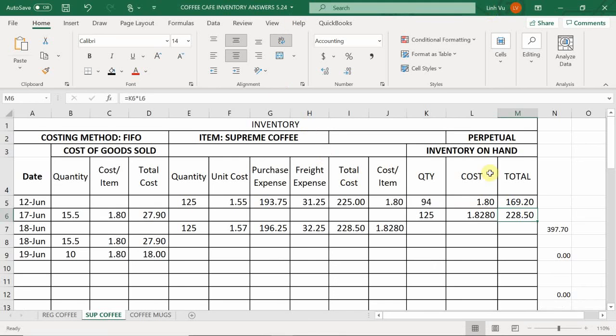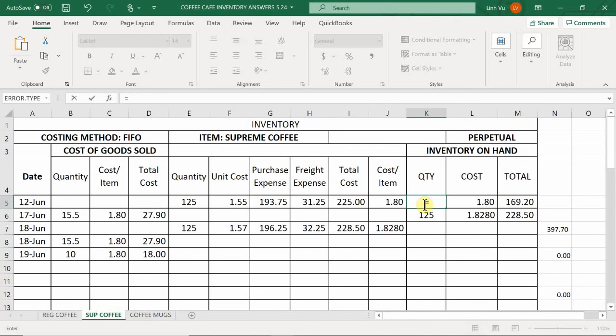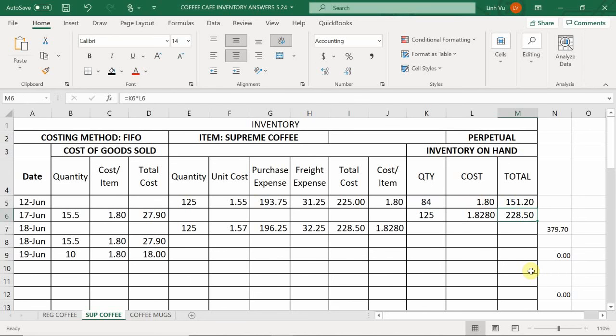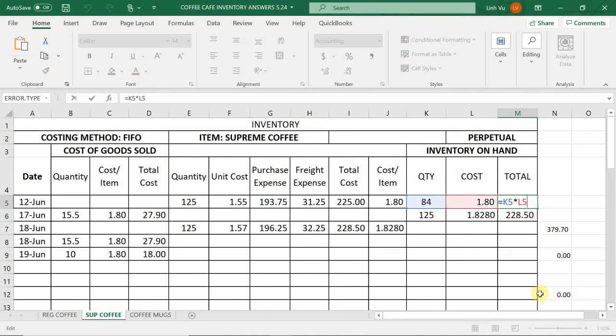Okay. So that means I can have my quantity change at any time. So in this case, I sold 10 pounds. So therefore, 94 minus 10 is going to give me 84. 84 multiplied by 1.80 should give me 151.20. So this number is going to be constantly updating because I'm changing the quantity. Okay, so it's referencing cells K and L, correct? Multiplying K by L. Yes. Thank you.